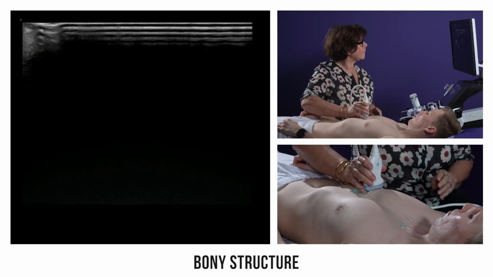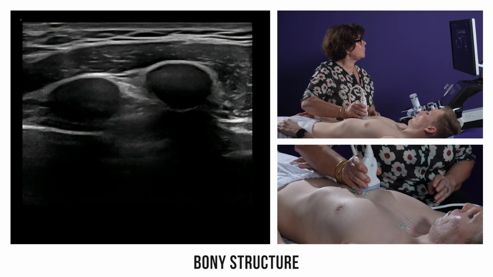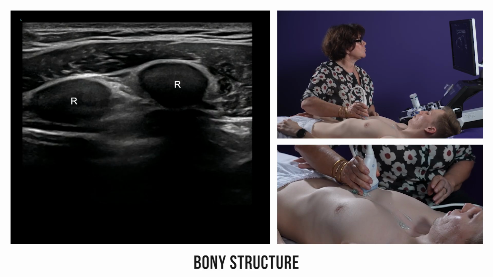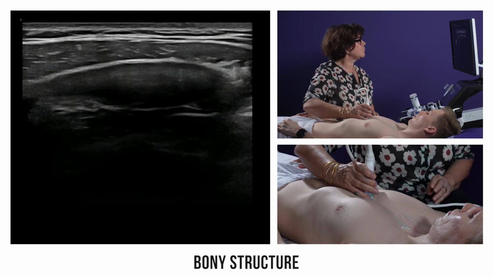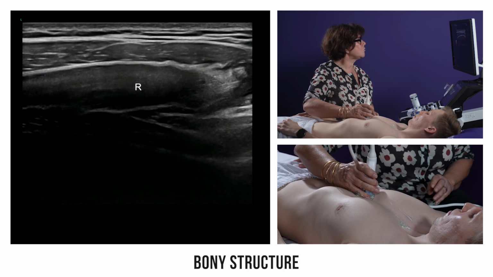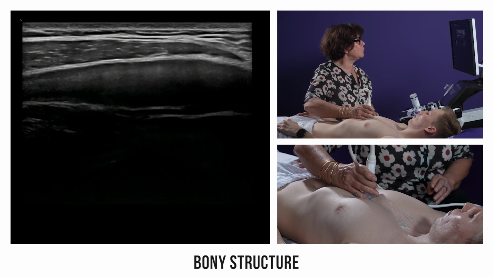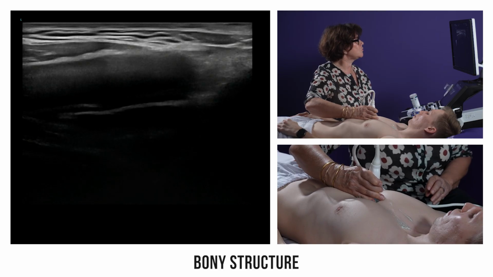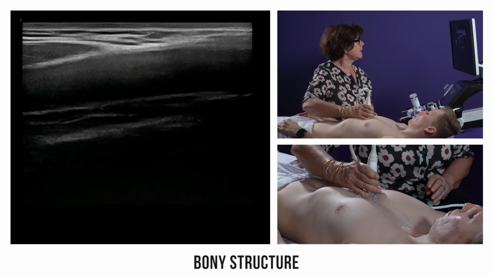Laterally, we see the costal cartilages, which may appear elongated. Beneath the cartilages, we see the pleura and the lung, and the insertion of the costal cartilages onto the sternum.